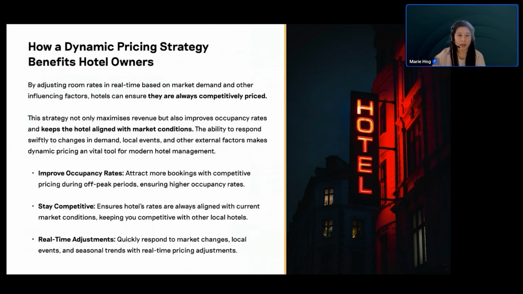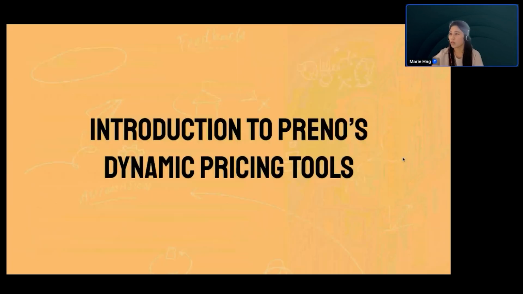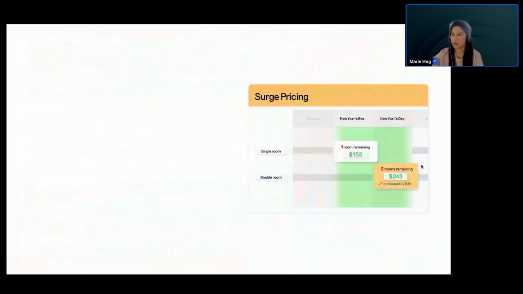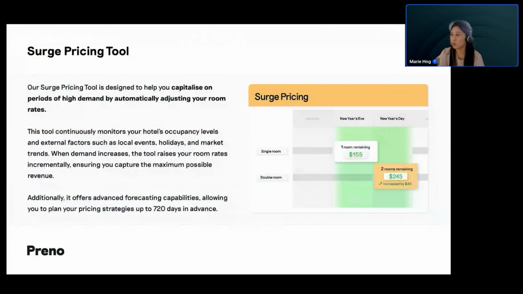Now, we'll move on to Preno's dynamic pricing tools. With Preno's dynamic pricing tools, we have two features in place. The first one is the surge pricing tool. The surge pricing tool is designed to increase your revenue as the demand increases. It will continually check your inventory, so as it decreases, your rates will increase.